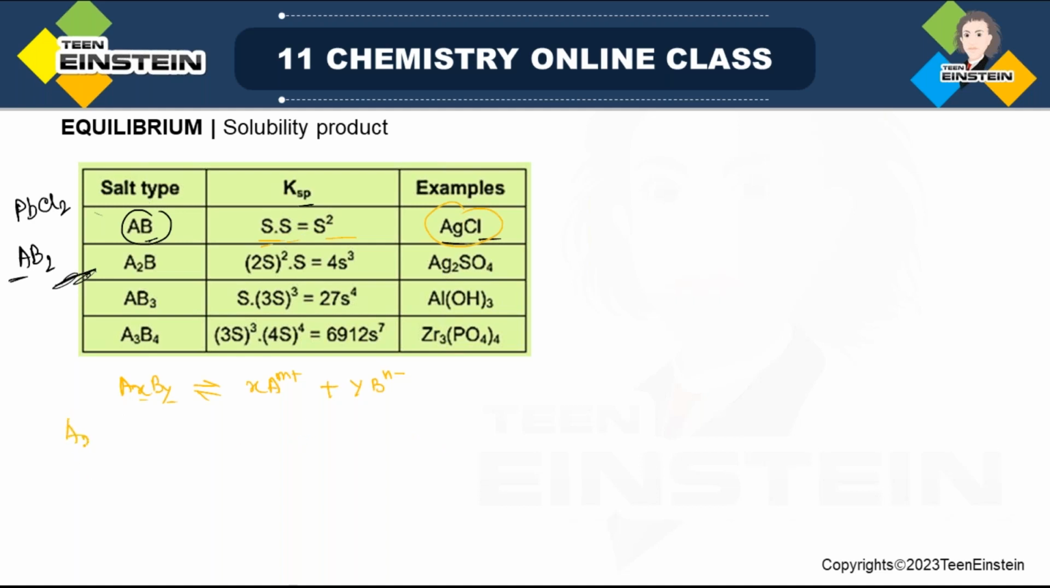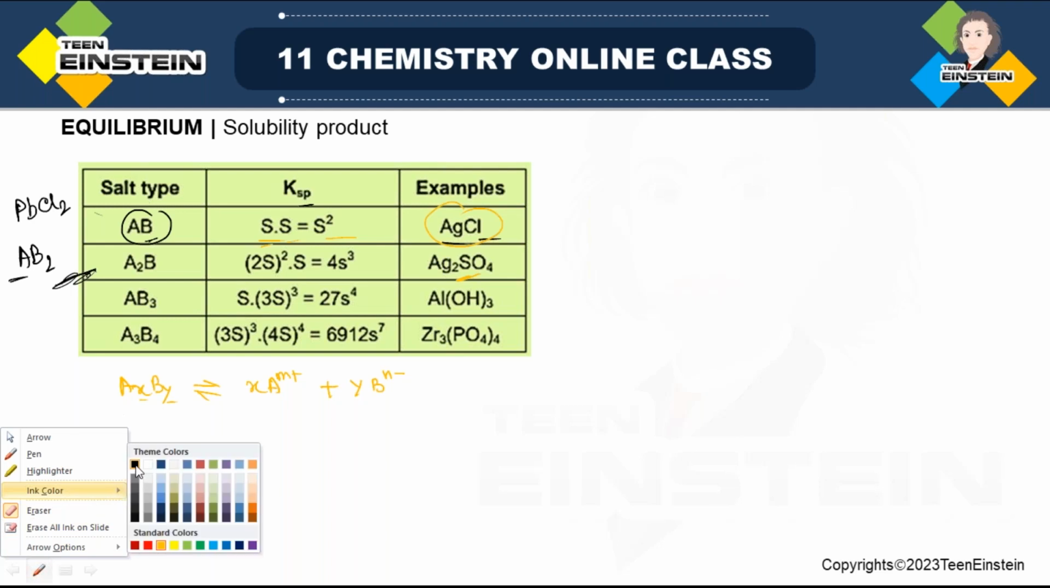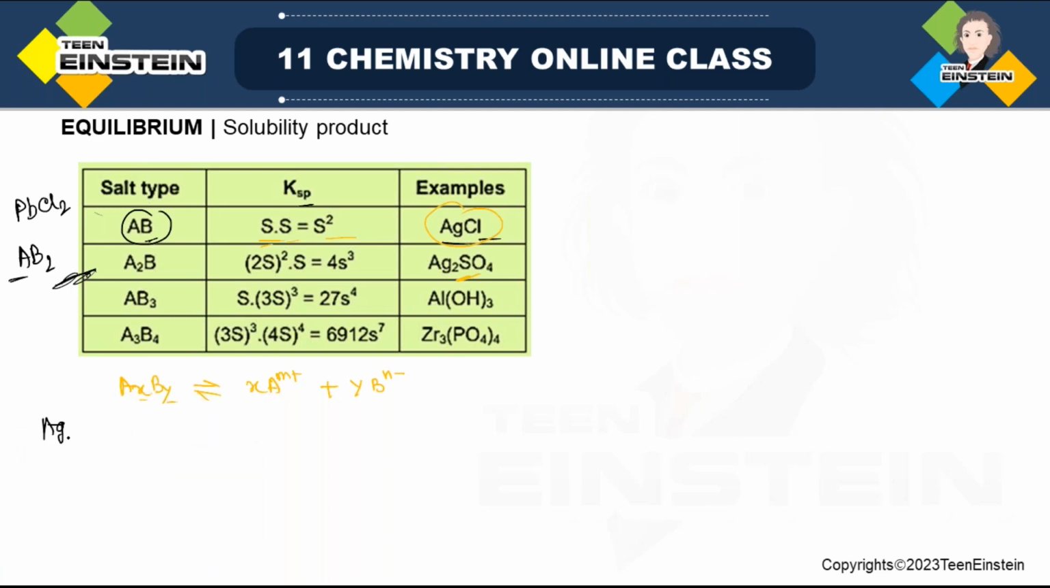But suppose if it is A2B, now it will be 2S. Okay, I will write it in terms of Ag2SO4 directly. That is silver sulfate. Now we have 2 cation, 1 anion. How will you write it? It will be 2Ag+ and 1 sulfate ion, SO4 2-.